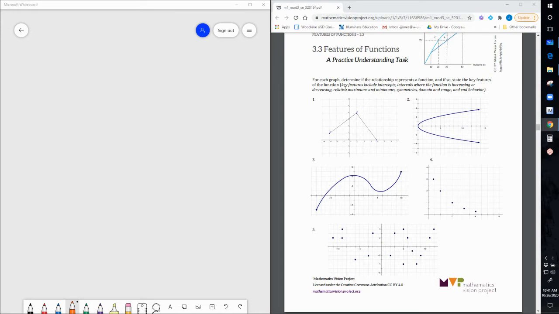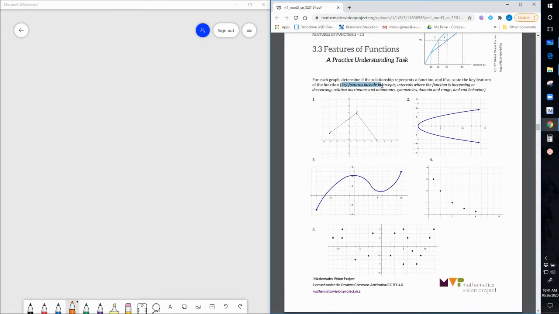But notice where my mouse is moving, that we need the key features. So for each graph, determine if the relationship represents a function. Remember the vertical line test? If you have 2 y values for a single x value, you know it's not a function, right? So with the vertical line test, if you can go up and down and hit 2 points, then it's not going to be a function. And then if it is a function, state the key features of the function.